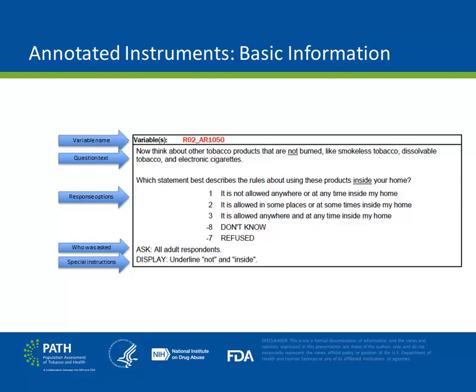Here is an example from the Wave 2 Adult Annotated Instrument. Each box represents one question asked. In the first row is the variable name, R02_AR2050. Next is the question text that is displayed to the respondent, followed by the response options. Each box will also contain the Ask statement to indicate who was asked the question and any special instructions regarding how the question is presented.